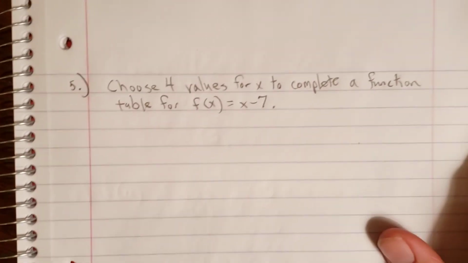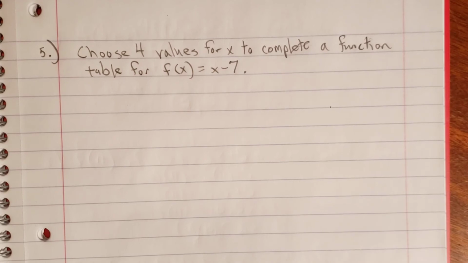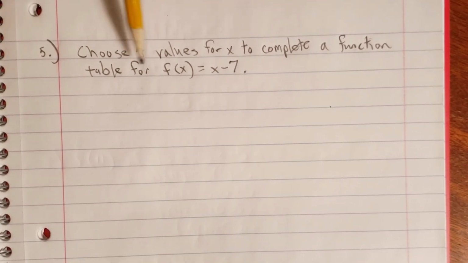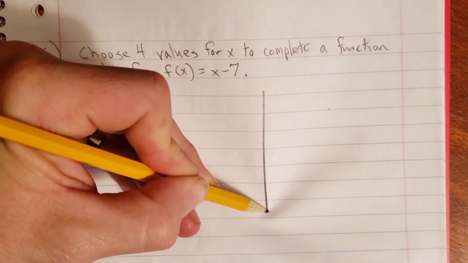Last problem. You guys can do this. Let's go. Number 5. Choose 4 values for x to complete a function table for f of x equals x minus 7. So we need 4 values. What are we going to do? We're going to make our table here.